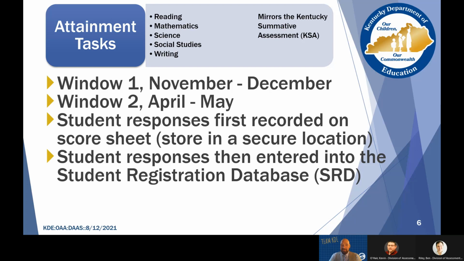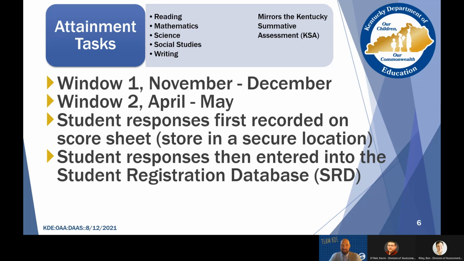There are two test windows for the alternate Kentucky Summative Assessment Attainment Task administration. Window 1 is November 15th through December 22nd, 2021, and window 2 is April 18th through May 27th, 2022. When administering the attainment task, test administrators will read the script word for word, present the student with the question and the option of 3 answer choices. Pictures are optional unless indicated in the script.